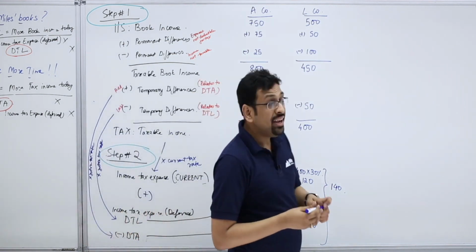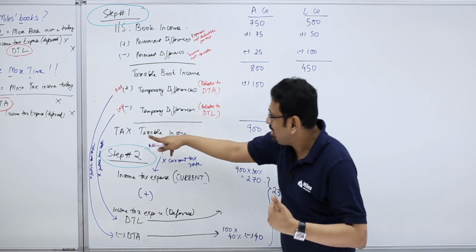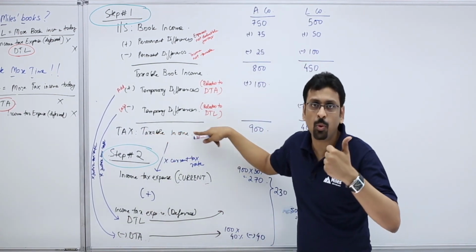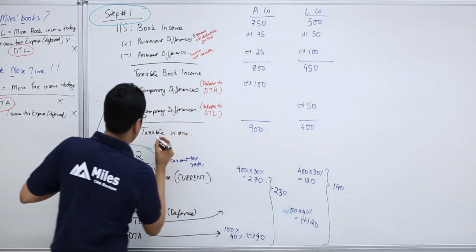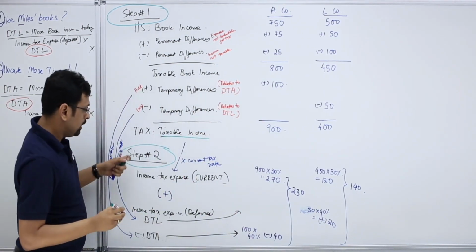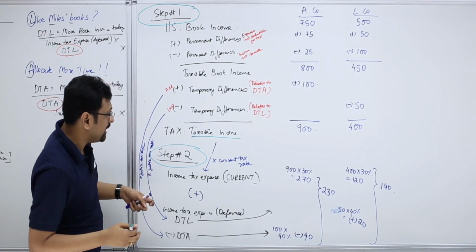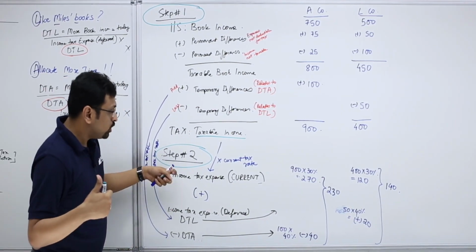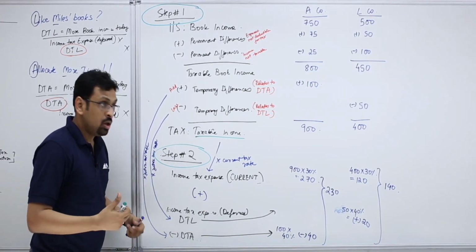So guys, that is all your template. First, in step number 1, your focus is calculating taxable income. In step number 2, you're calculating the total income tax expense. You're looking at current and deferred. So income tax expense current plus DTL minus DTA.